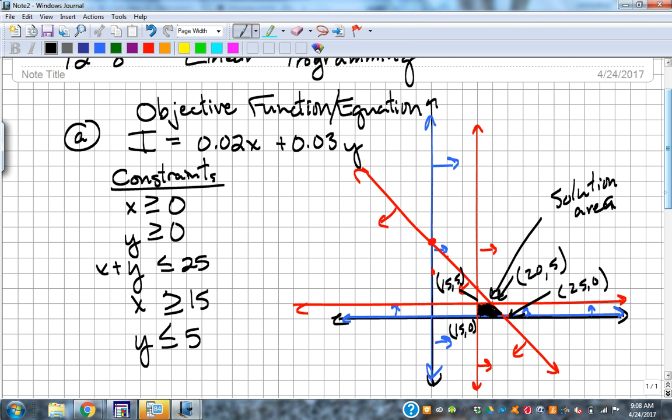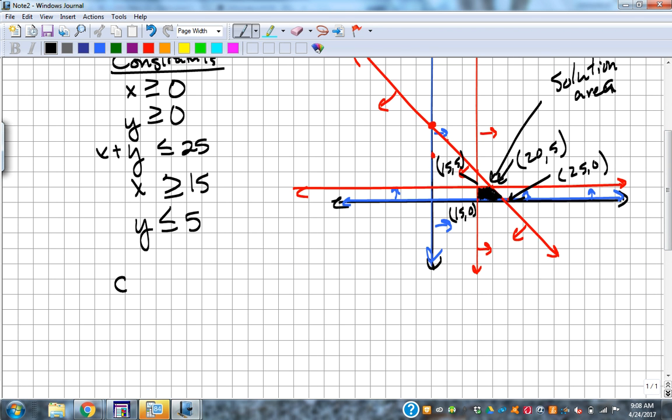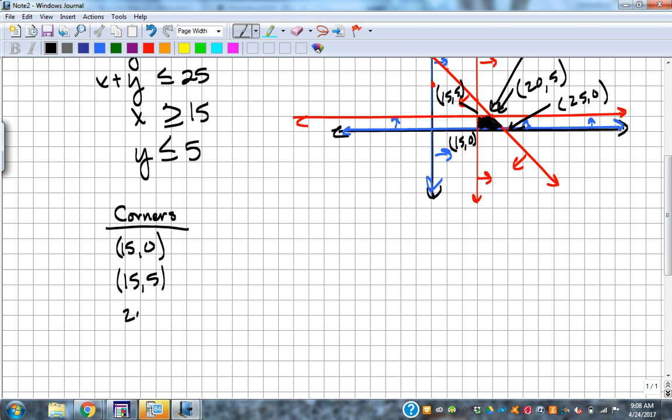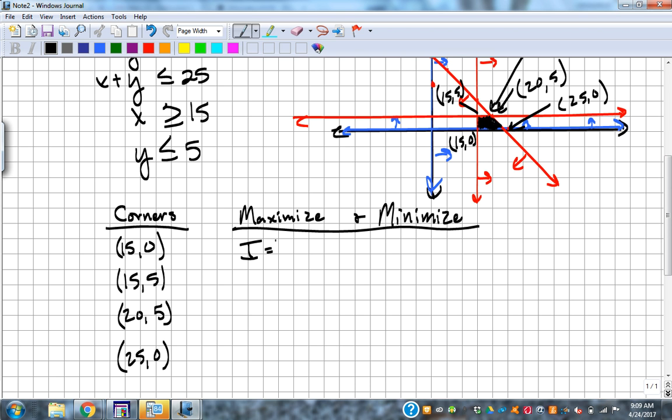Okay. So your corners or vertices, if we were in a geometry class: 15, 0, 15, 5, 25, and 25, 0. And then you want to maximize, and we're going to do both on this one, minimize, so we don't have to do 2 examples. Same work. So what we're going to do is take that objective function, I equals 0.02x plus 0.03y, and we're going to plug in that ordered pair, x and y.